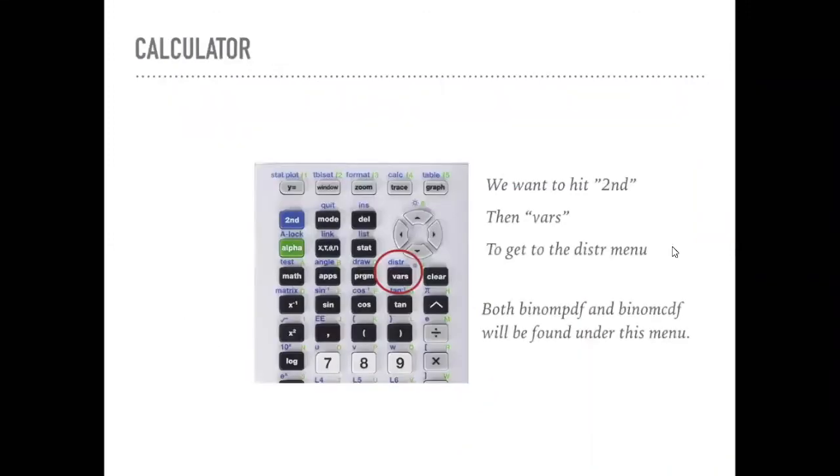Now, to find these in the calculator, you need to be in the distribution menu. So you're going to hit second and then vars, and that gets you to the distribution menu. Both binom PDF and binom CDF should be able to be found underneath this menu. And again, this is instructions for TI-83 and TI-84 calculators.